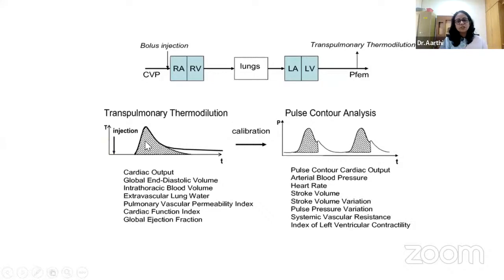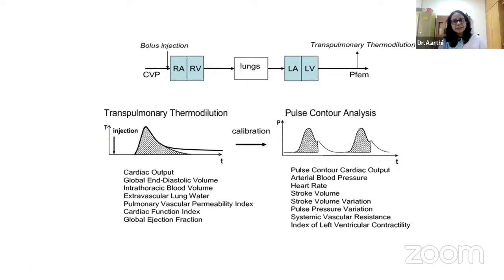The difference in the concentration is plotted against time, and the area under the curve helps us derive the cardiac output and the global end diastolic volume, intrathoracic blood volume, extravascular lung volume, and other parameters like the pulmonary vascular permeability index. With all these parameters, one can assess whether we need to push in more fluids, give a diuretic, or add more inotropes or vasopressors. In pulse contour analysis, the arterial waveform is analyzed and the area under the systolic portion of the arterial curve is plotted.